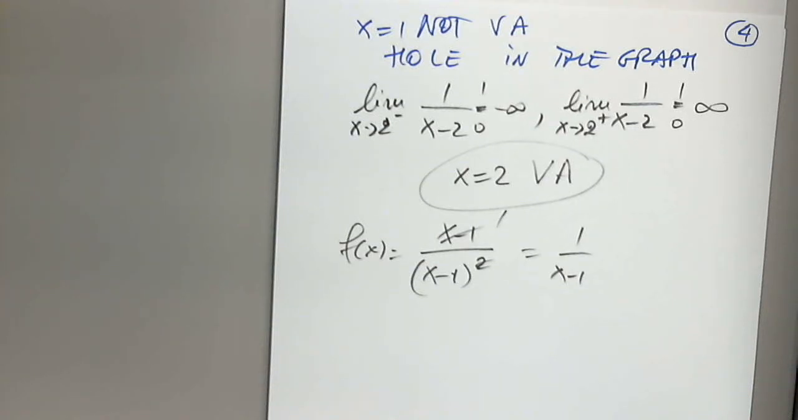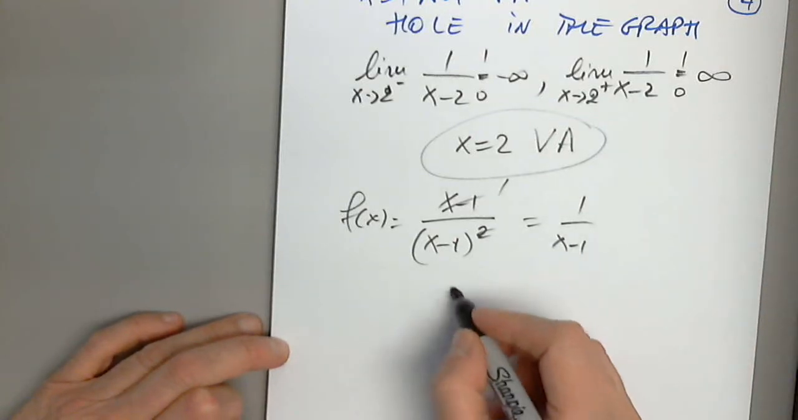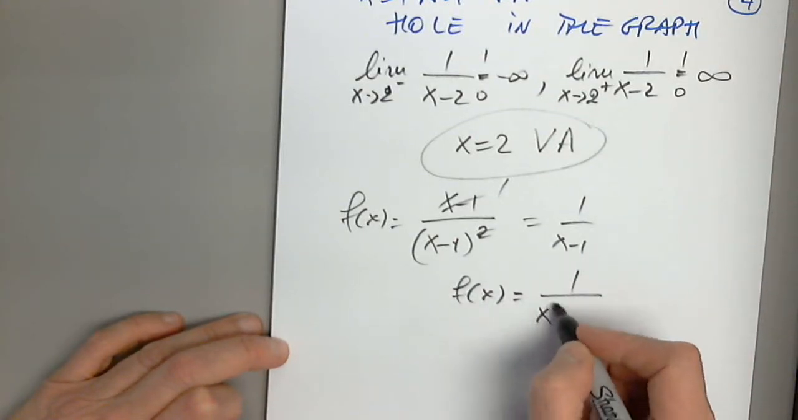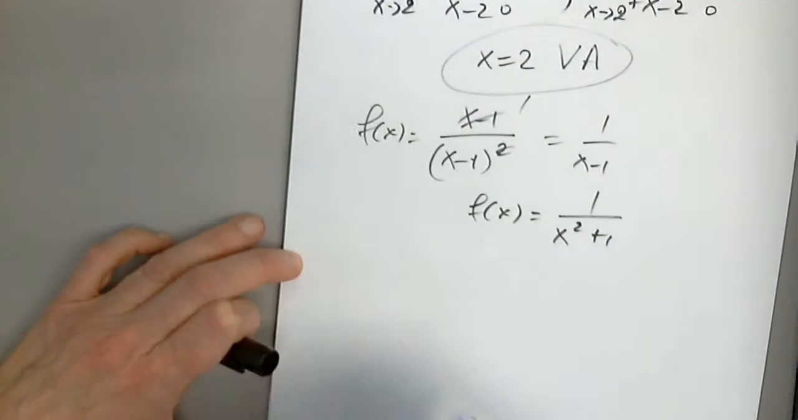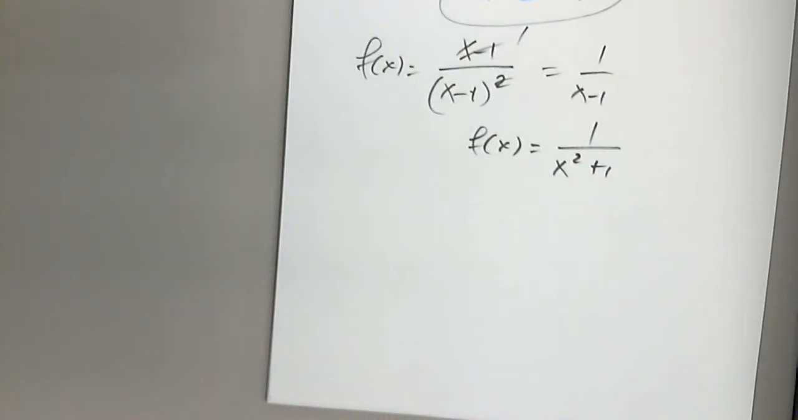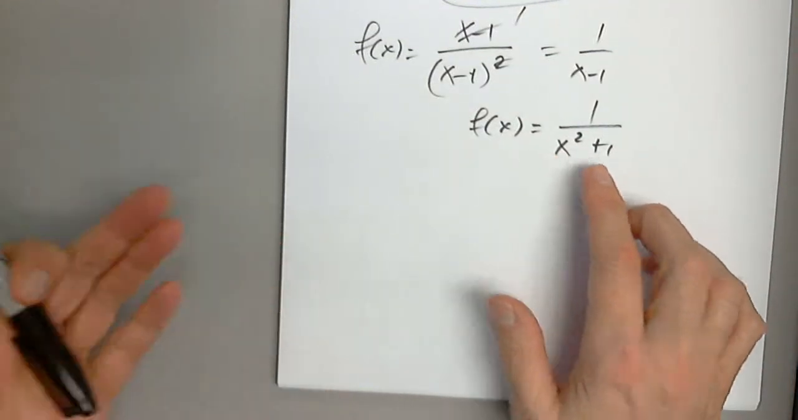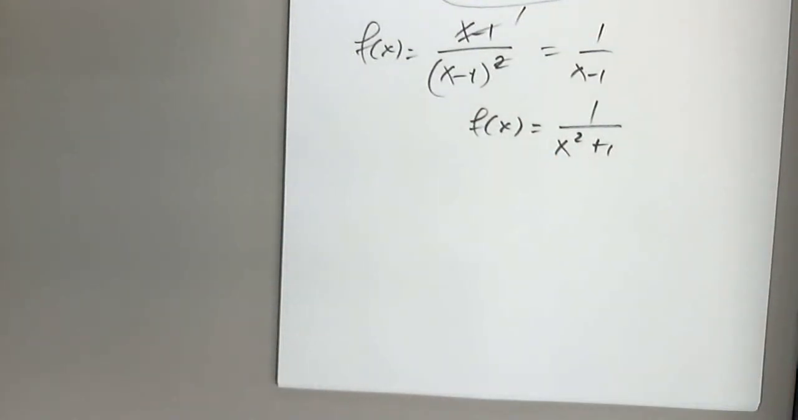Any factor from the denominator that cannot be simplified with a similar factor from the top would be a vertical asymptote. Is there an exception? Yes, here's another situation. Let's say I have f of x, which is 1 over x squared plus 1. There is a factor in the denominator, but this factor will never be 0. So this function does not have a vertical asymptote at all. This function is defined everywhere. There is no real number that makes x squared plus 1 equal to 0. So there are exceptions, of course, to everything.